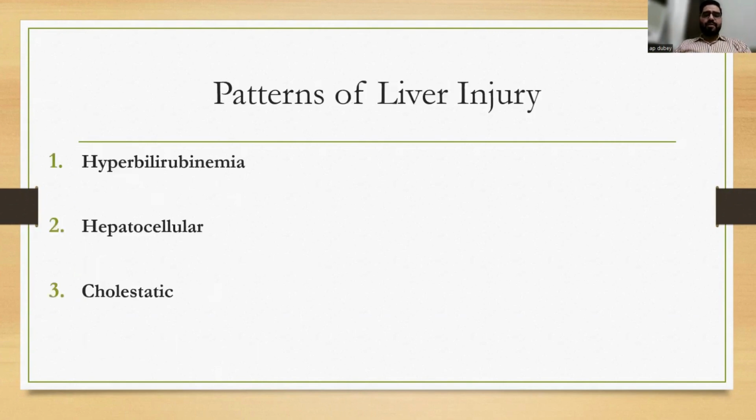These are the patterns of liver injury which we come across during the interpretation. One is isolated hyperbilirubinemia, where only serum bilirubin is raised. All other liver function tests are normal. Second is hepatocellular pattern, where the hepatocellular enzymes, AST and ALT, are raised disproportionately as compared to cholestatic enzymes. And third, cholestatic pattern, where the cholestatic enzymes like alkaline phosphatase and GGT are raised disproportionately in comparison to that of hepatocellular enzymes.